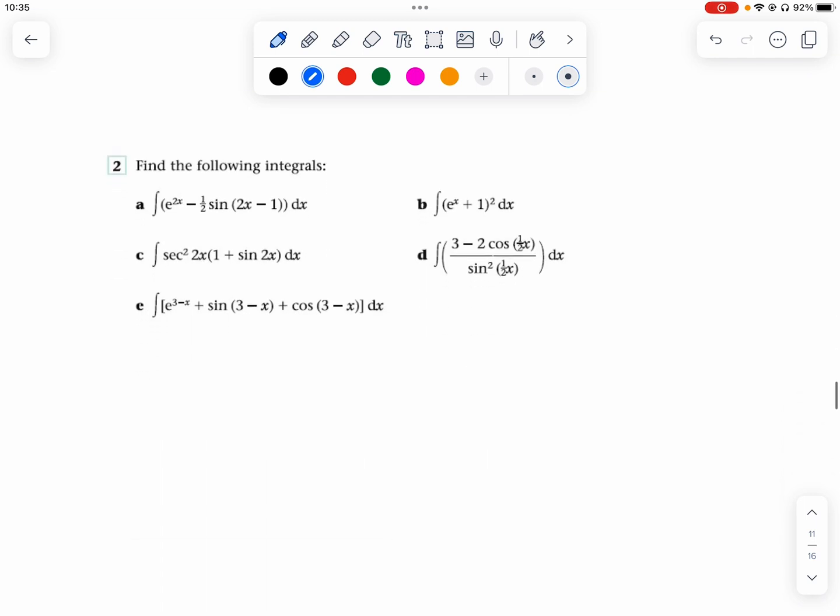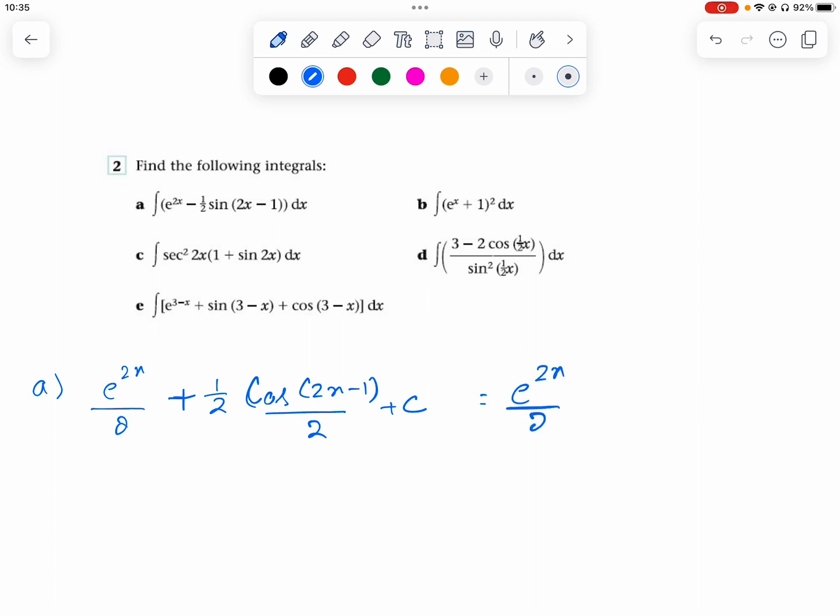Question number 2, a combination of 2 or more functions. Now e power 2x integral is e power 2x upon 2. Then minus 1 upon 2. Sine integral is minus cosine. So minus cosine 2x minus 1 divided by 2 plus c. So it becomes e power 2x upon 2 plus 1 upon 4 cos of 2x minus 1 plus c.